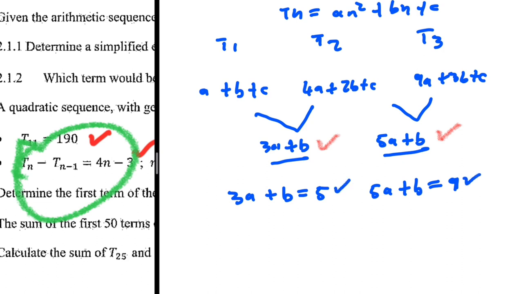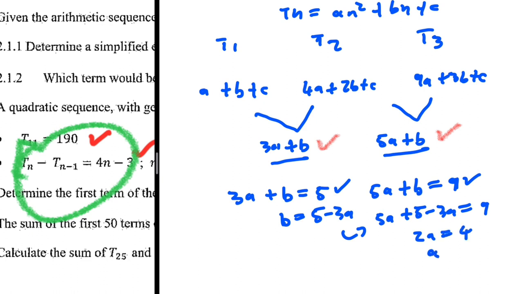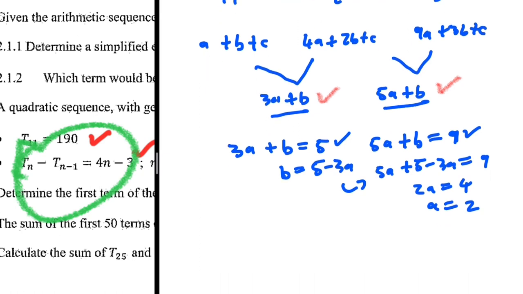With these two equations, we can solve for a and b, but we still need to solve for c. Let's go ahead and solve for a and b. We can make b the subject of the formula here and get 5 minus 3a, and then substitute it into this equation. We're going to get 5a plus 5 minus 3a equal to 9. So 2a is equal to 4, a is equal to 2. 5a minus 3a is 2a, and 9 minus 5 is 4. No mistake there, I think we're good to go.